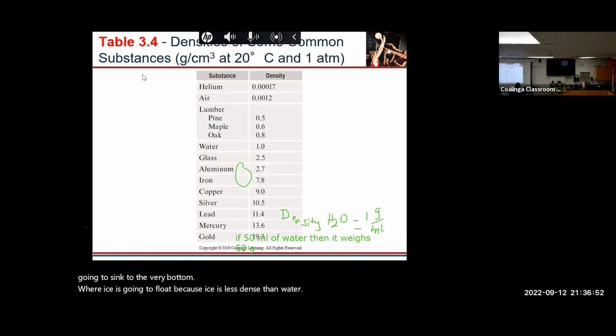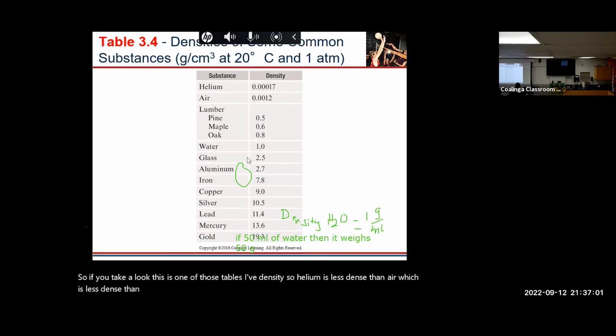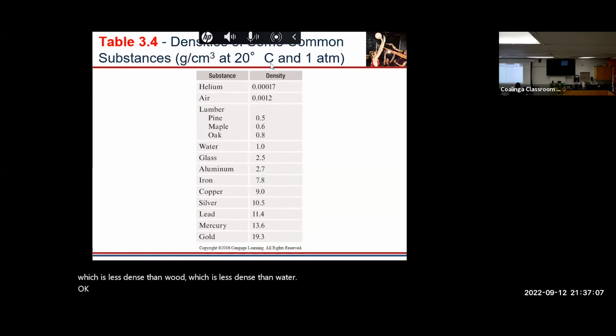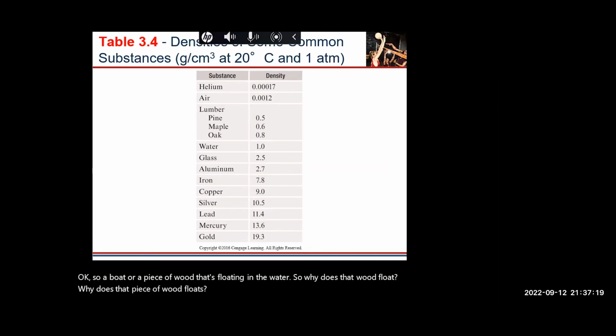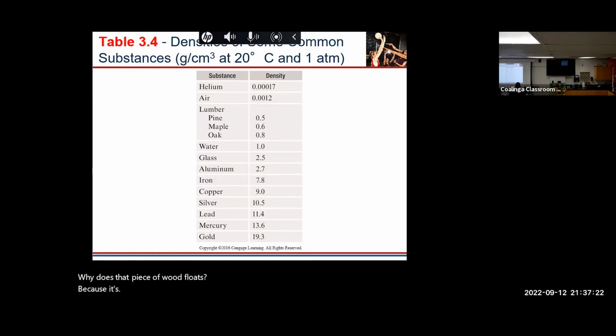Okay, so if you take a look, this is one of those tables of density. Helium is less dense than air, which is less dense than wood, which is less dense than water. So a boat or a piece of wood is floating in the water. Why does that piece of wood float? Because it's less dense than water.